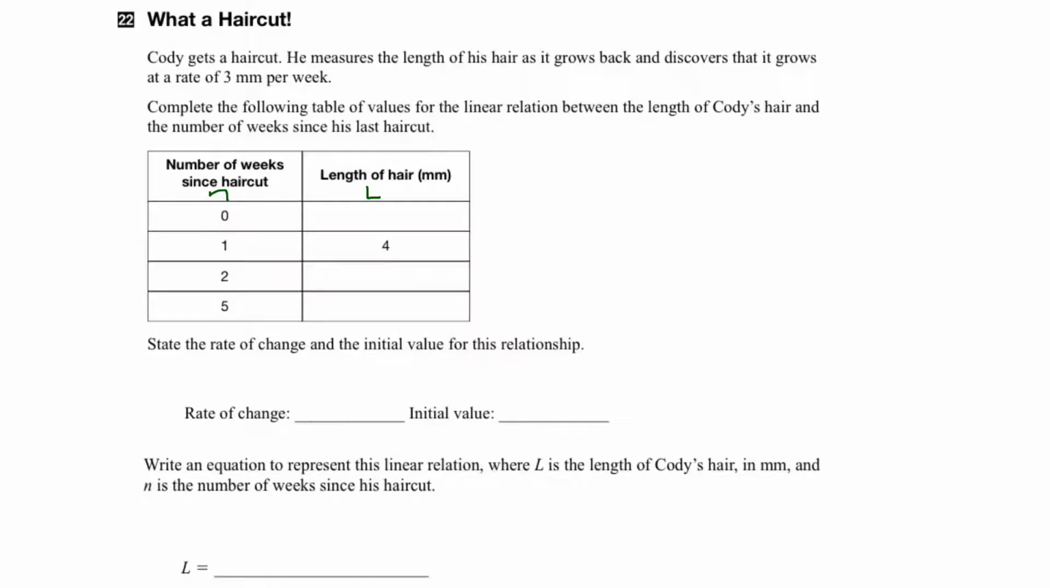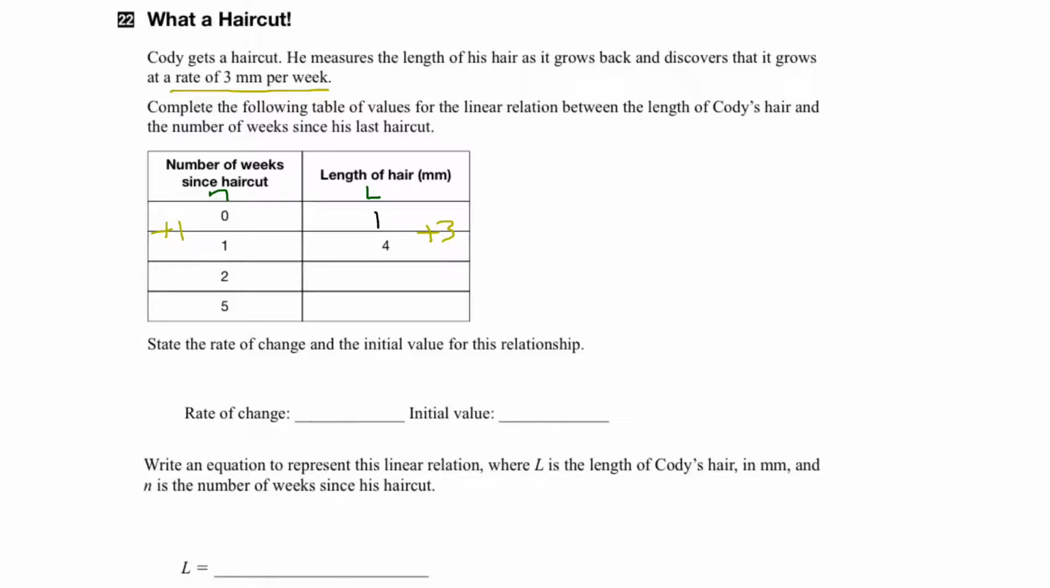If the rate of growth of hair is 3 millimeters per week, and after 1 week his hair is 4 millimeters long, then right after the haircut his hair would have been 3 millimeters less than 4, or 1 millimeter in length. And what we can see in terms of the relationship is as the number of weeks goes up by 1, the hair will grow by 3 millimeters.